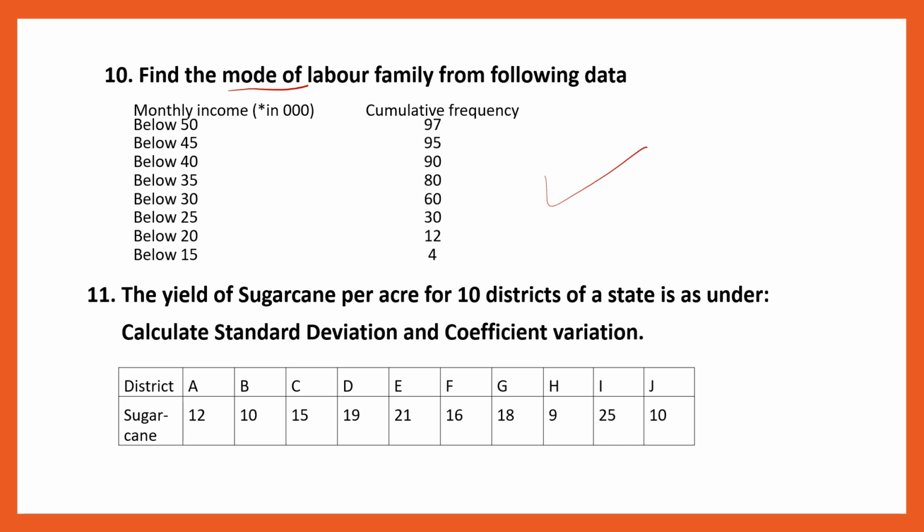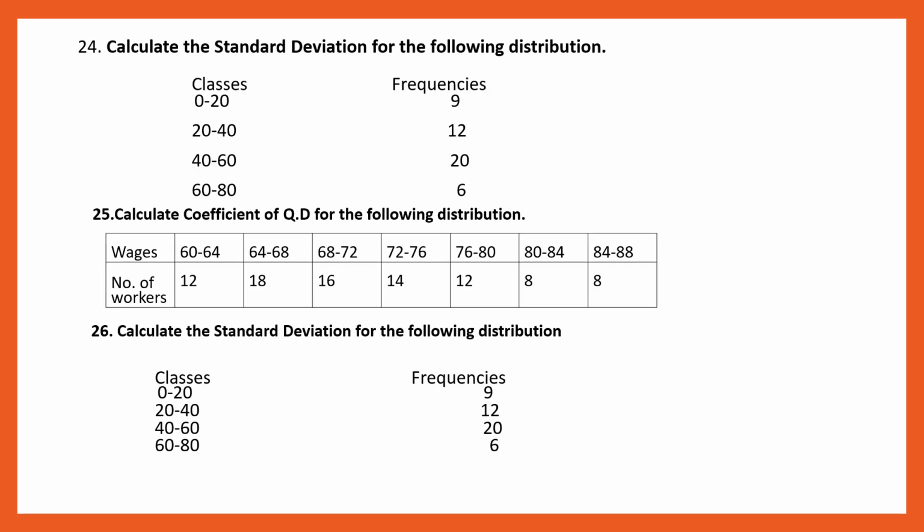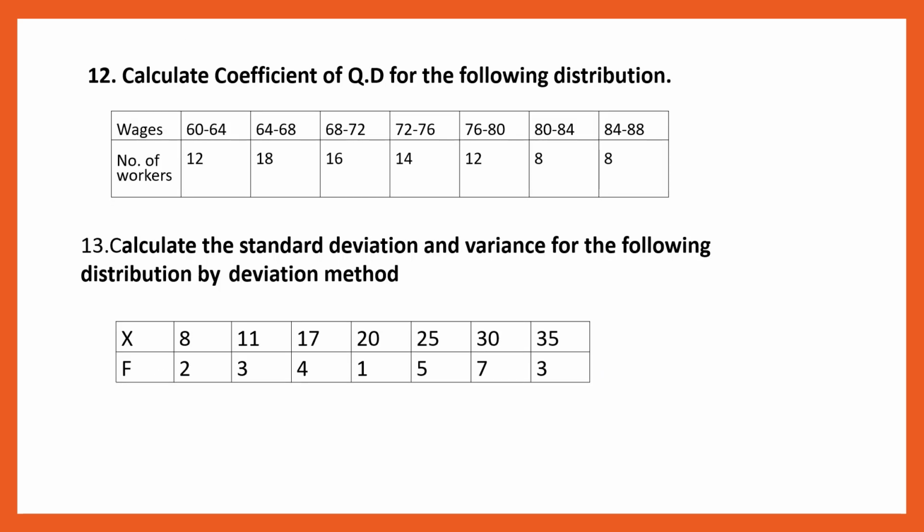Okay, next come to dispersion. From dispersion also there will be questions. Okay, you can see standard deviation and coefficient of quartile deviation, even standard deviation again for continuous. So here, dear students, you can see coefficient of quartile deviation and standard deviation and variance. So these are the important questions from dispersion too. So prepare here. So you can expect one question from this chapter.